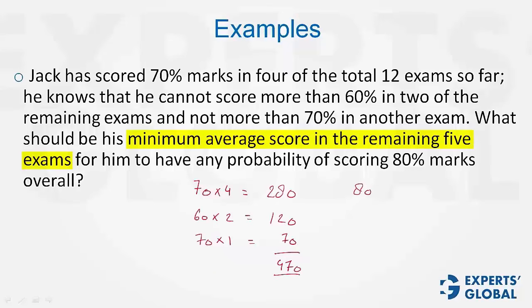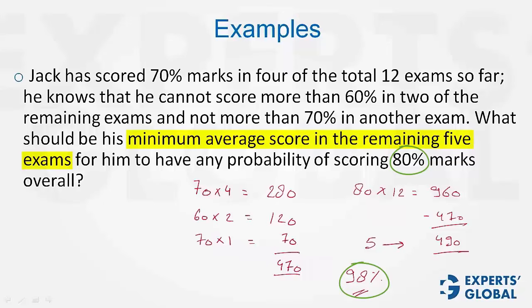For 80% marks in all 12 exams, the total has to be 12 times 80 equals 960. Out of 960, the most optimistic case is 470 in the 7 exams, so he needs to score 490 in the remaining 5 exams. He must score 98% in the remaining 5 exams to have any probability of scoring 80% overall. That's 98%. Poor Jack.